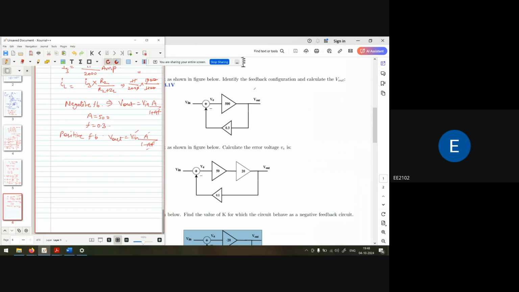If it is a negative feedback, V out is equal to V in times A over 1 plus AF, where A is 500 and F is 0.3. So it is V in multiplied by 500 upon 151. The denominator's value will be 151, right? Yeah, 151.